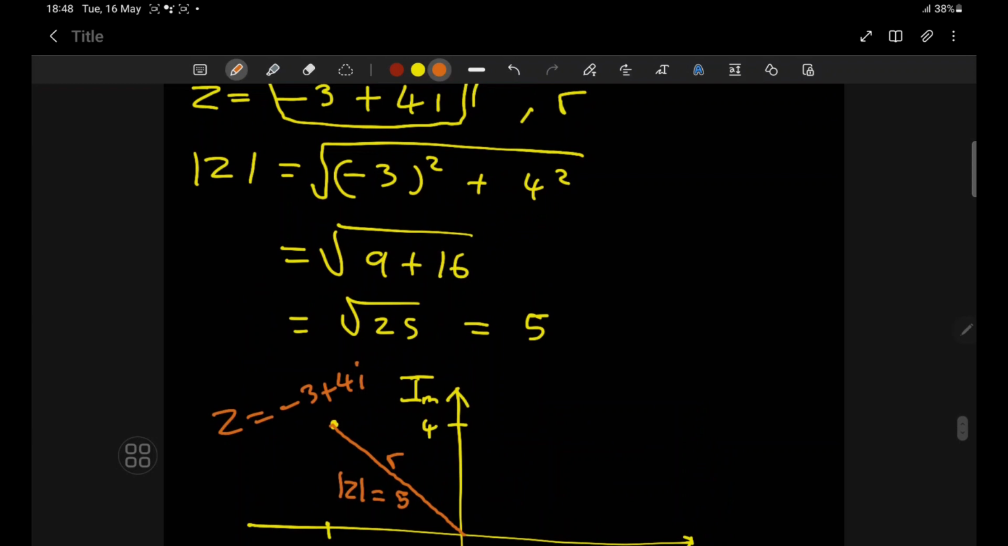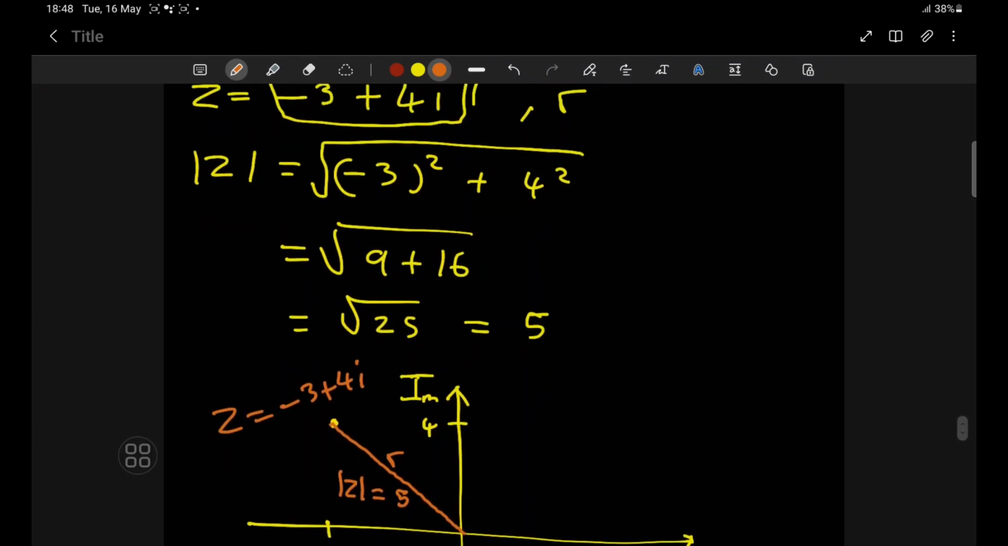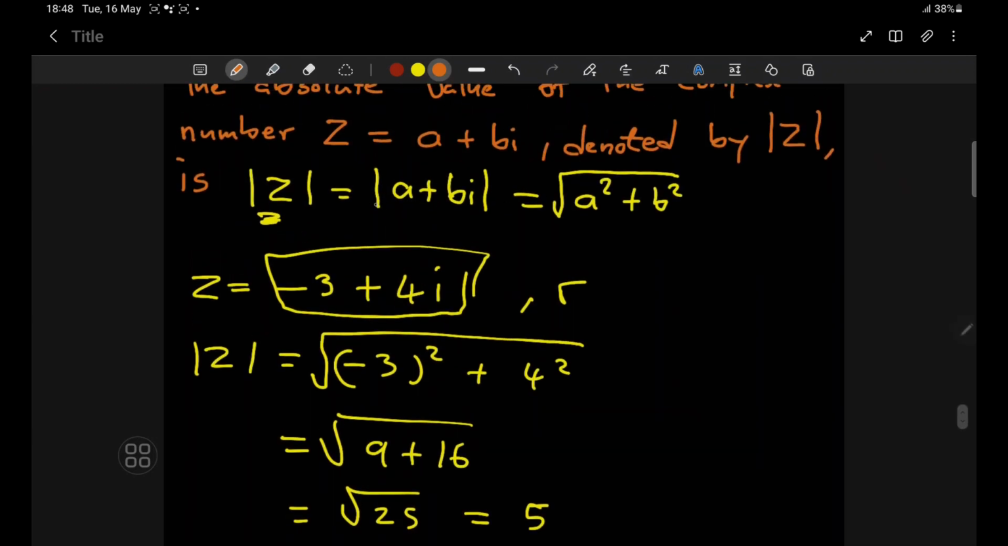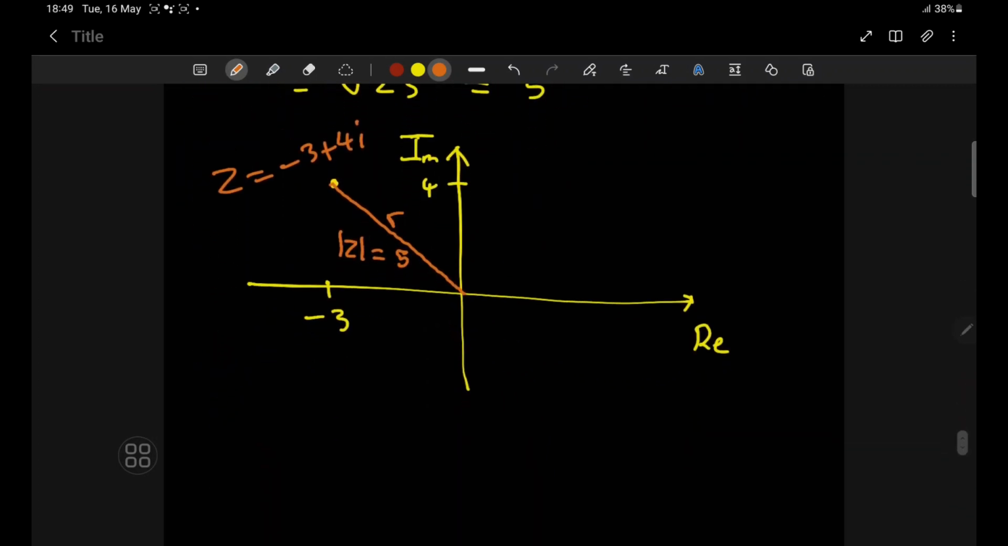So in any case, if you are told to find the absolute value of a complex number, this is the method you need to apply: you square the real part, you also square the imaginary part, and you're done. If you're told to graph it, just follow the points, the imaginary part and the real part, and then you get a point, and you write the absolute value for the same complex number.